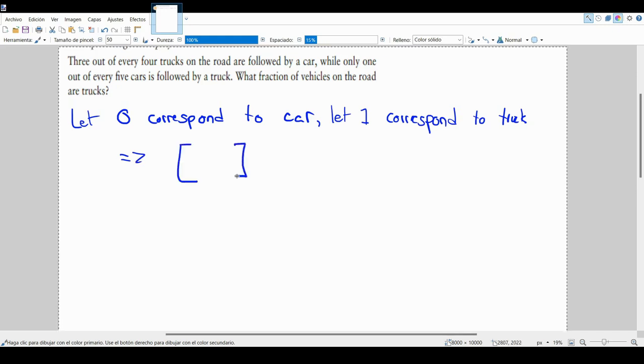It's going to be 2 by 2. Now it says only 1 out of every 5 cars is followed by a truck. So that means this is going to be 1 over 5. And then this one, 3 out of every 4 trucks is followed by a car, so we're going to put that here. Now, because this is a 2 by 2 matrix, we may use the complement rule. So 1 minus 1 over 5 equals 4 over 5. 1 minus 3 over 4 equals 1 over 4. So that is the appropriate matrix to depict this problem.